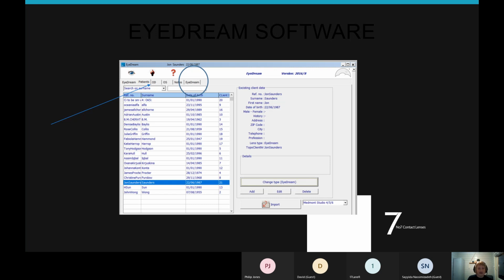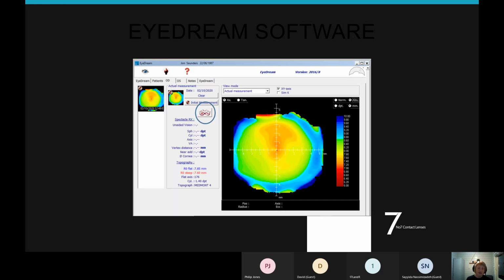So once you've clicked on that, you can then click on OD, and that's for our right eye. And what you'll see is your patient's topography. But because we've moved it into the EyeDream software, we've lost an image of the eye, if your topography software shows you the image of the eye. And the colours might be slightly different because it might have attributed a different colour to a different curvature, but the overall shape will be the same.